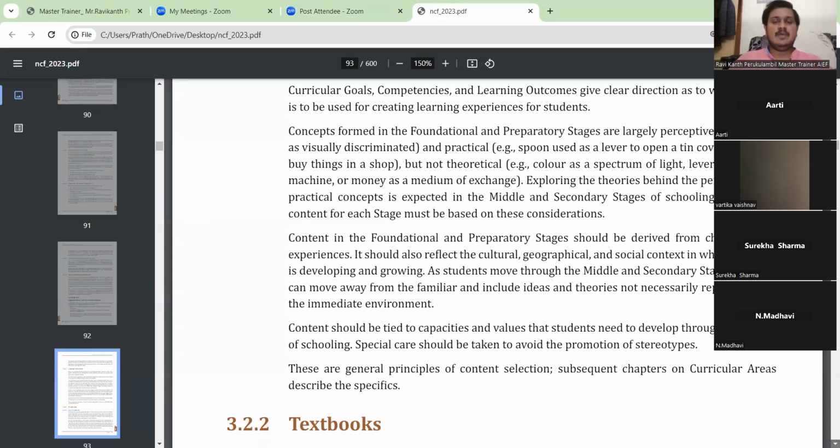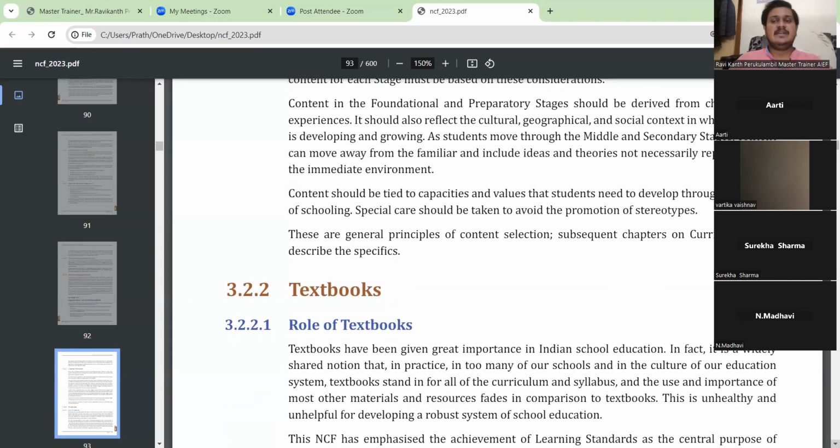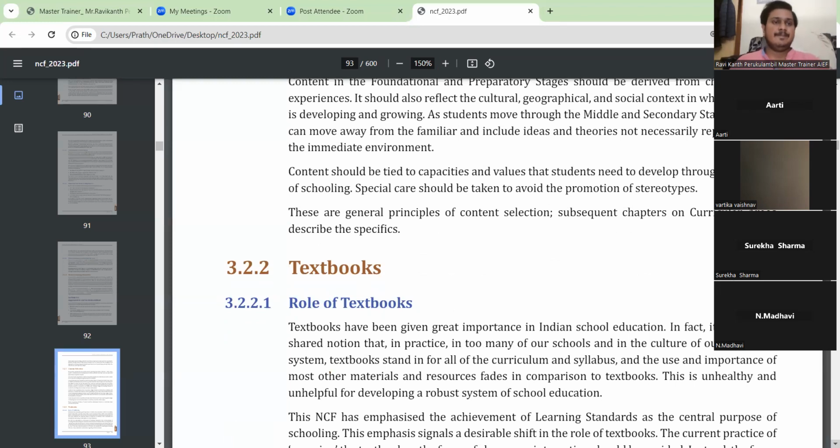Content should be tied to capacities and values that students need to develop through the stages of schooling. Okay, so what capacity and value the child has to develop in each stage, based upon that, we have to select the content. Special care should be taken to avoid the promotion of stereotypes. There are many stereotypes in the society, so we should make sure that stereotypes are not given in the content.